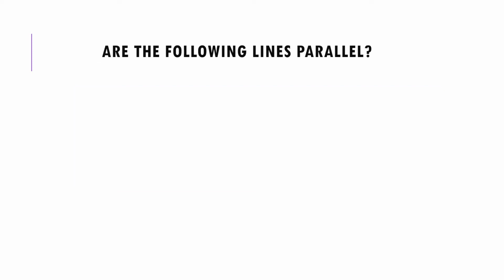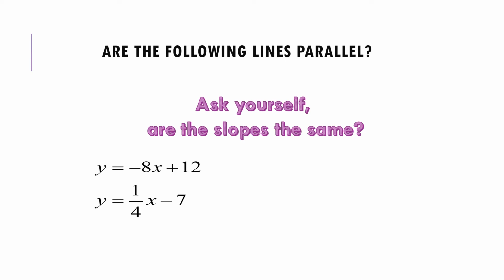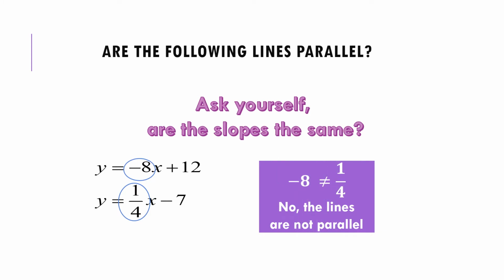So looking at our 4 examples below, you need to ask yourself when they ask you these types of questions, are the slopes the same? So -8 is the slope for the first one, and 1/4 is the slope for the second one. Those two do not have the same slope, so the lines are not parallel. -8 is not equal to 1/4.